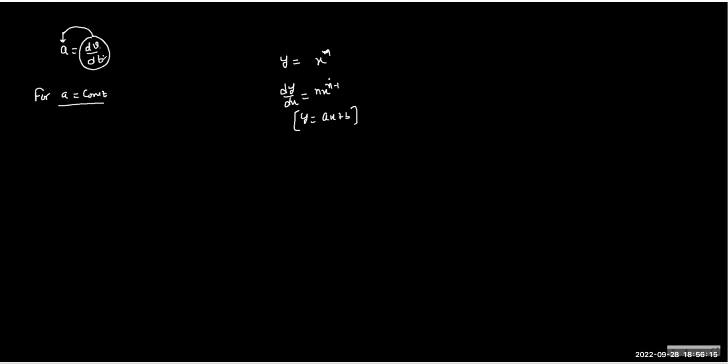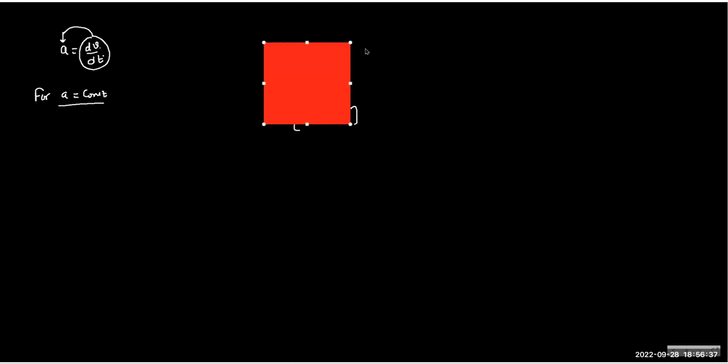Do you guys realize this? That when I say A is constant, I'm saying that the V and T relation is linear. True? Are you guys getting this? Hello, hello. Yes, sir. Okay.